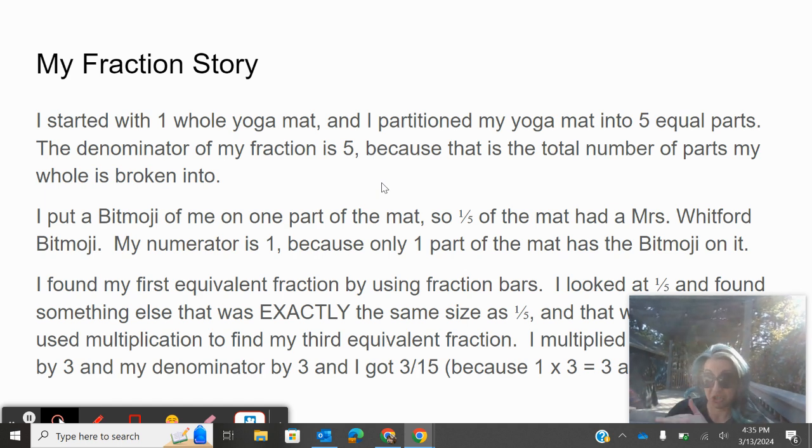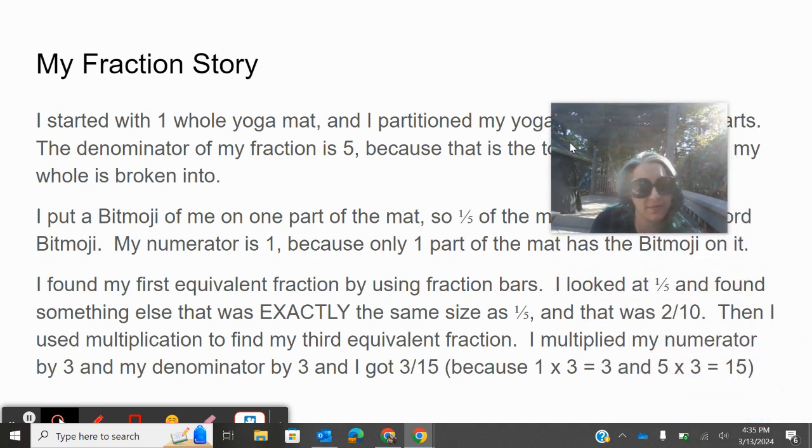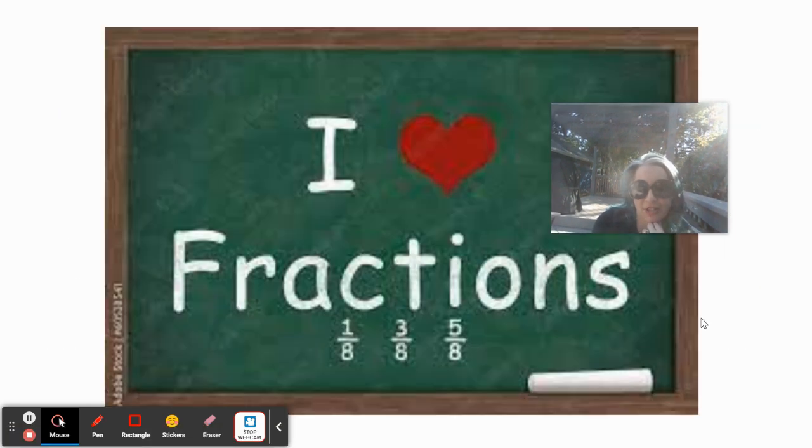If I had done 2 parts of the mat with a Bitmoji, then my numerator would be 2 because that's the part I'm talking about. I found my first equivalent fraction by using fraction bars. I looked at 1/5. I found something else that was exactly the same size as 1/5, and that was 2/10. Then I used multiplication to find my third equivalent fraction. I multiplied my numerator by 3 and my denominator by 3, and I got 3/15 because 1 times 3 is 3 and 5 times 3 is 15. And that is my fraction project story. Then my last page, I just thought I would include a little picture that says I love fractions.